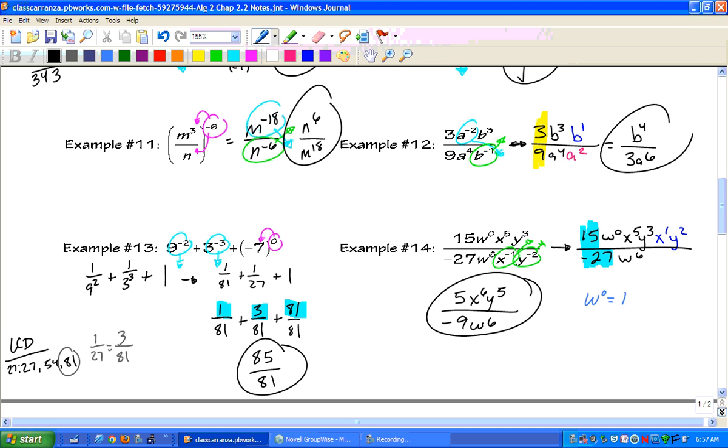So that's it for Algebra 2, Chapter 2.2 notes on the zero exponent rule and negative exponent rules.